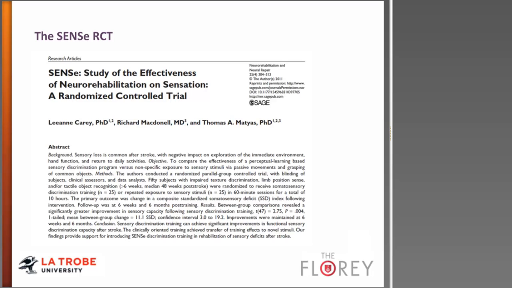So since those systematic reviews were published, a year after the Cochrane review came out, this study was published in the journal Neurorehabilitation and Neural Repair, and this study explored the use of SENSE therapy. SENSE in this original randomised controlled trial standing for the study of effectiveness of neurorehabilitation on sensation. So this RCT involved 50 stroke survivors, and the stroke survivors presented with somatosensory loss. It could be that they had issues with texture discrimination, limb position sense and or tactile object recognition.